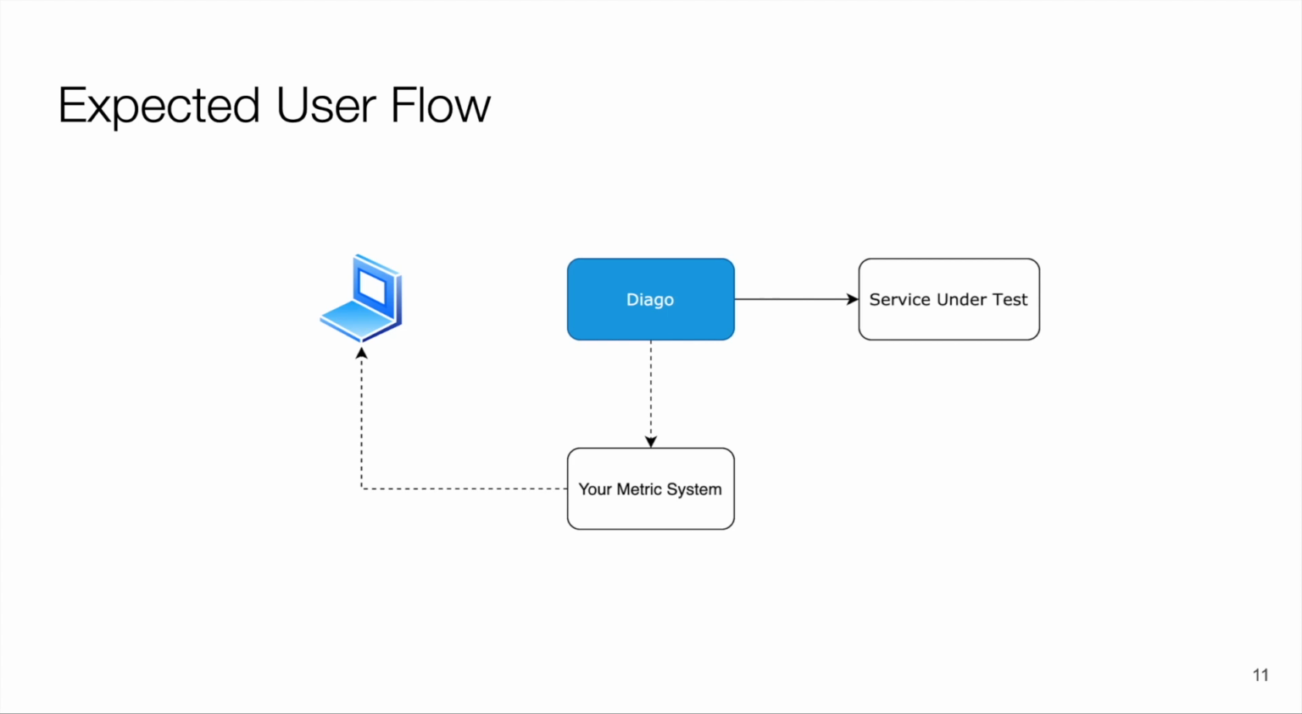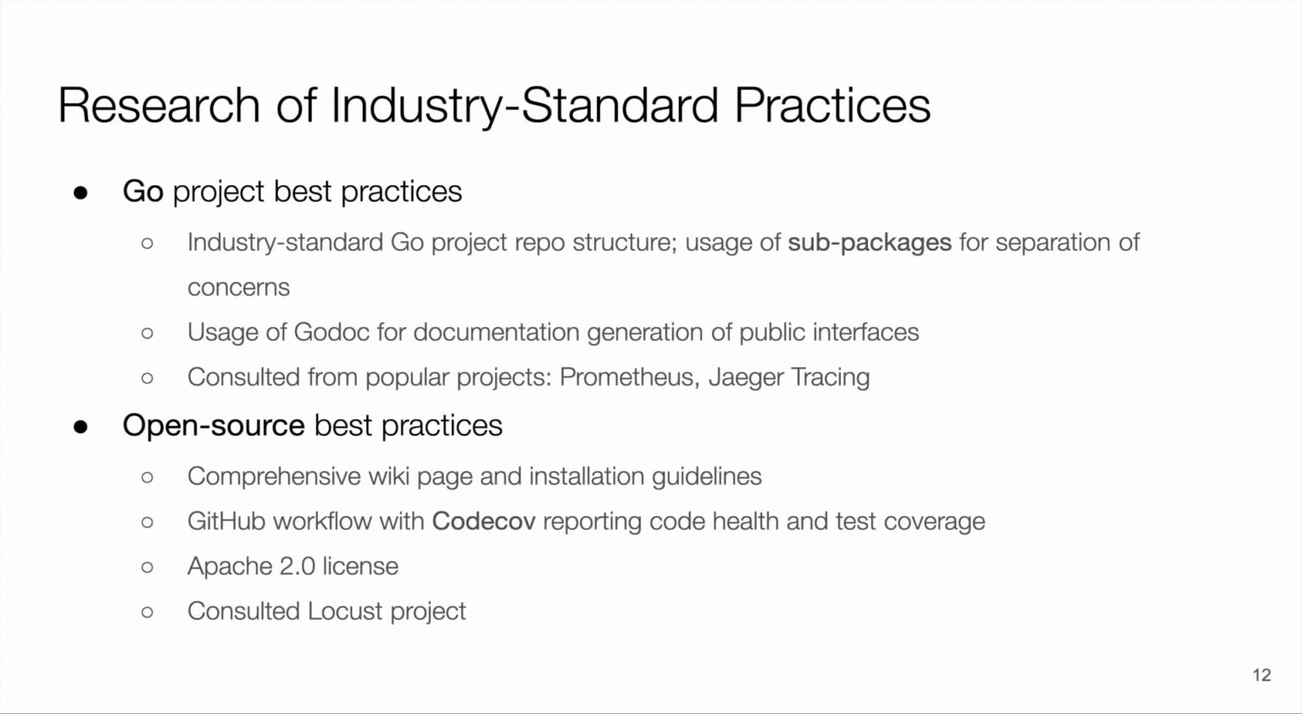In order to have a clearer understanding of what we were developing, we first came up with a workflow from the user's point of view. Here, the user would submit a load test to Diago. Diago would produce load for the service under test. Diago would send real-time metrics to the user's metric system, and Diago would send a final response from the load test back to the user.